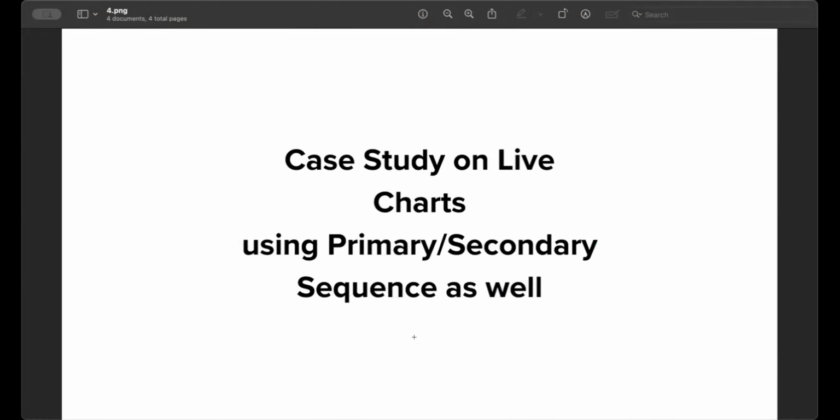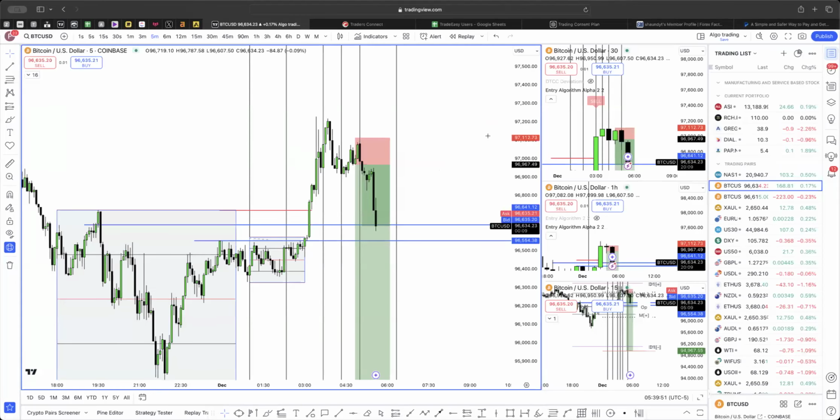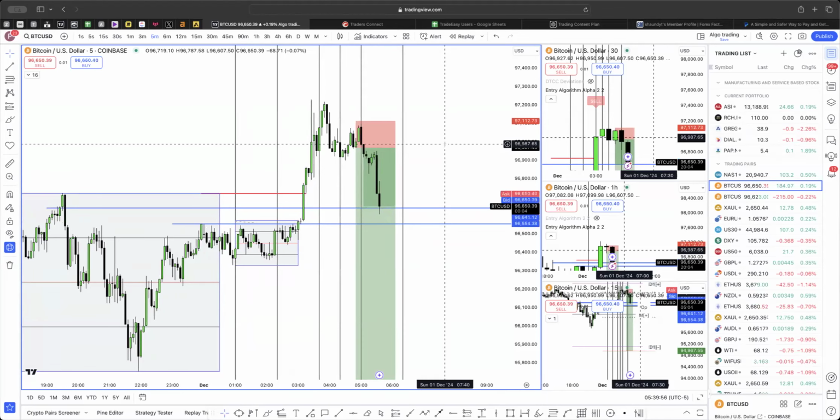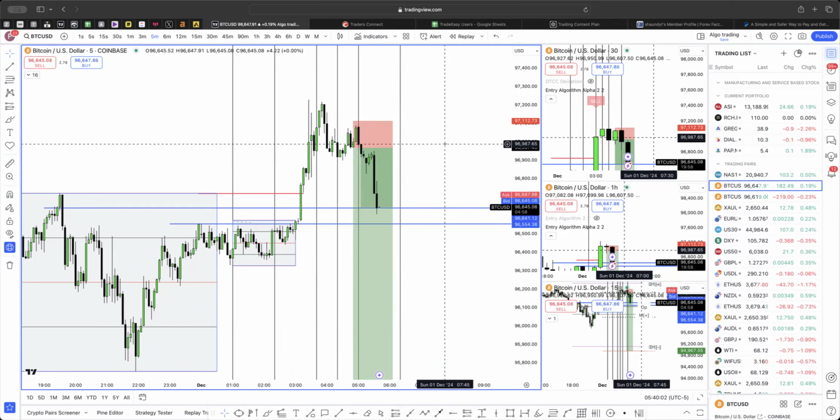Now let's take a look at a case study on live charts using primary and secondary sequence. All right, so let's go to my charts. Lucky for you, I have a live trade going on over here, which might not last long because the bias is bullish for the day. And when the bias is bullish, you really, really, really don't want to mess with counter trend trades.